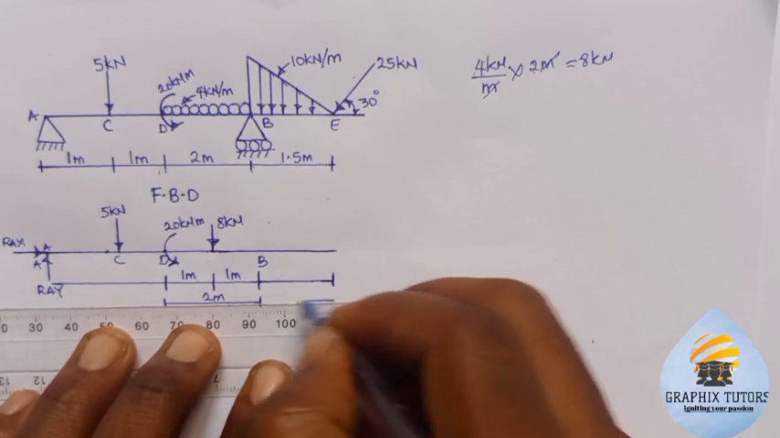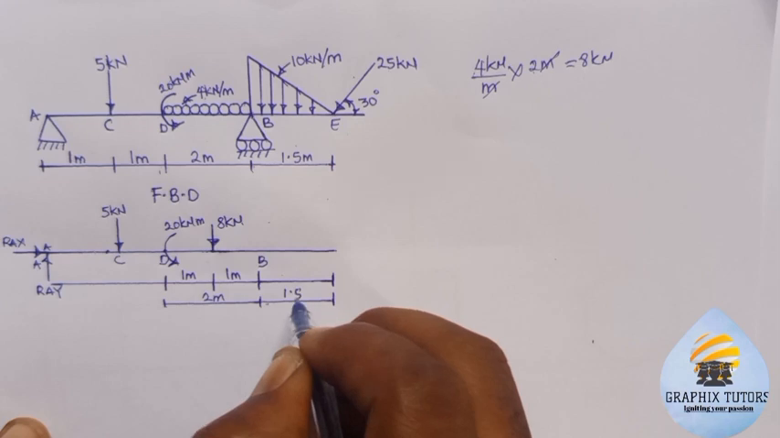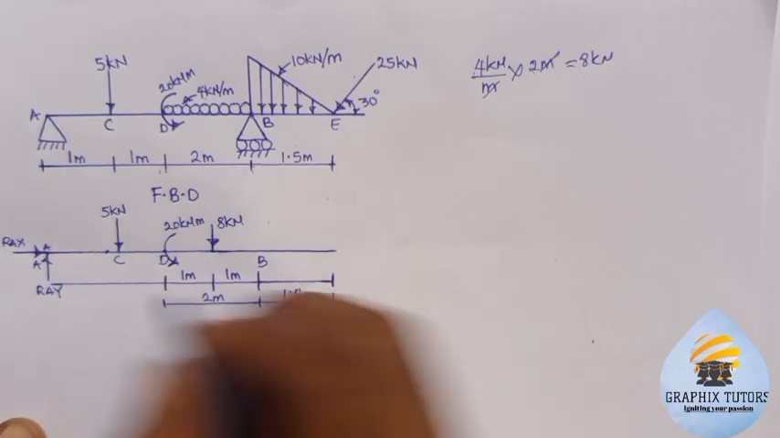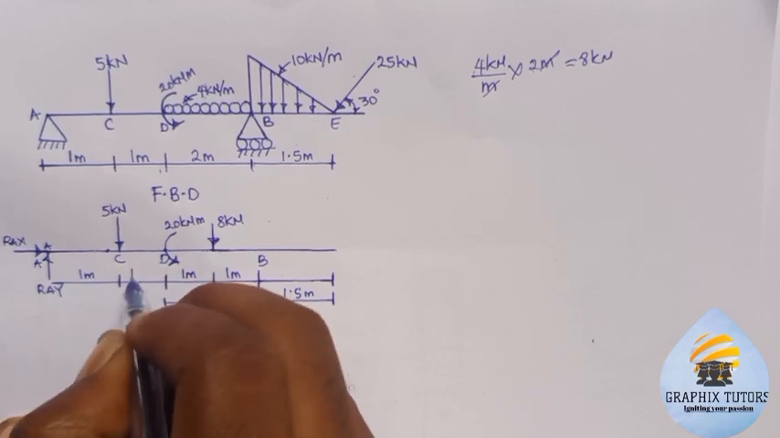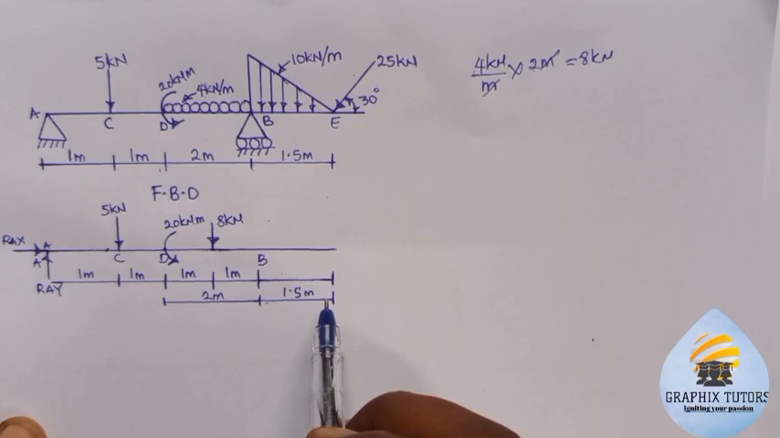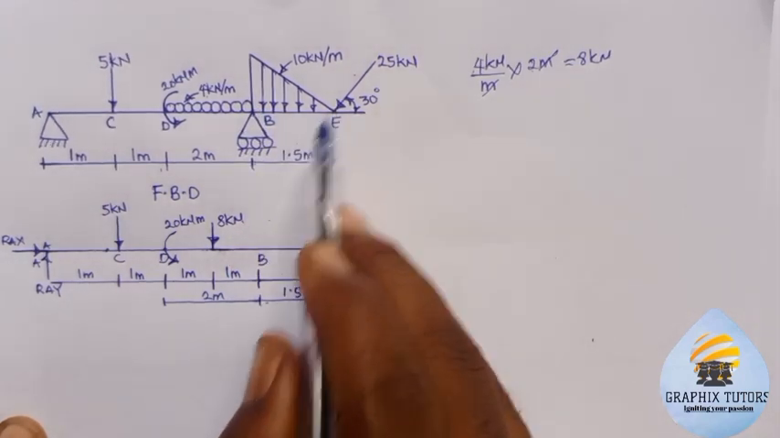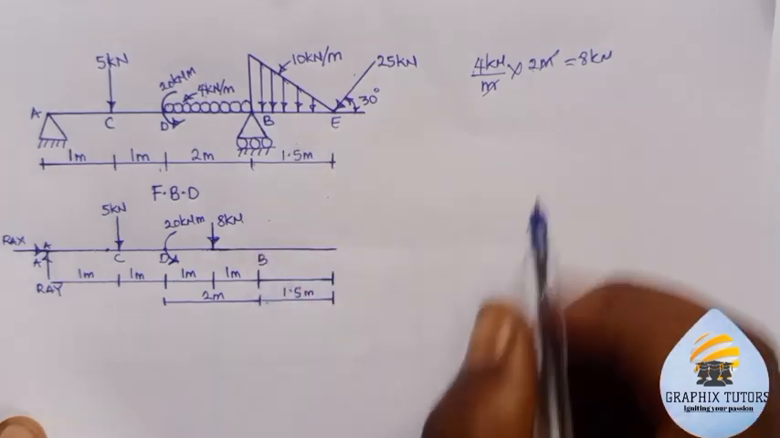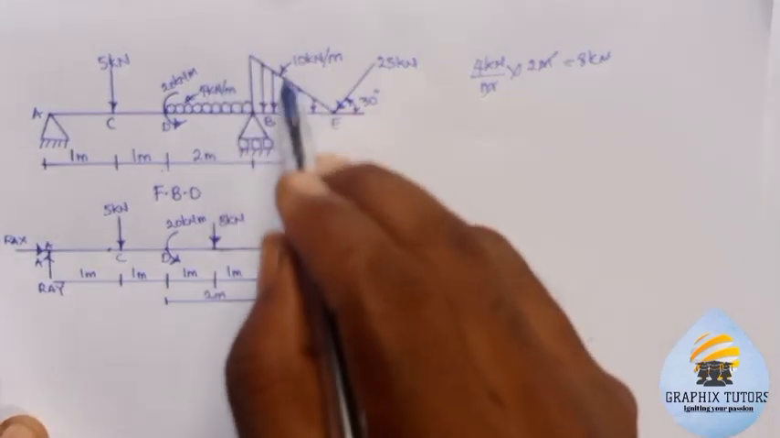This way, we have 1.5 meter. Now we know from here to here, this is 1 meter, and here also is another 1 meter. So we say that we'll convert this to a point load. This is the head and this is the apex. If I'm coming from the head, the formula I'm going to use will be, first of all, let me calculate the total area of this shape.